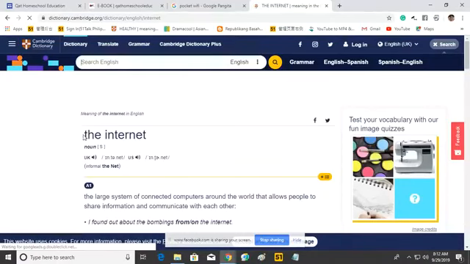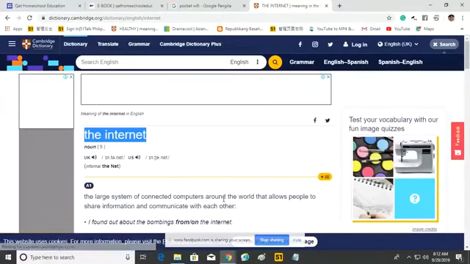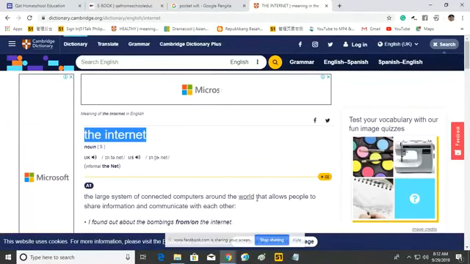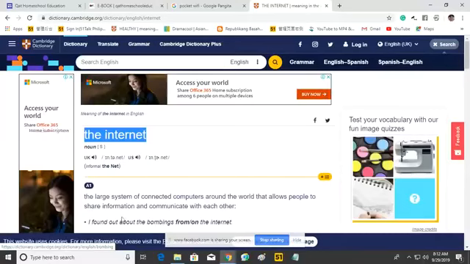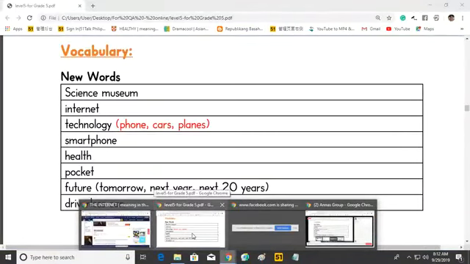Now, let's try to learn and read the meaning of the internet. When we say the internet, it's the large system of connected computers around the world that allows people to share information and communicate with each other. That is the internet. Now let's talk about the next one.